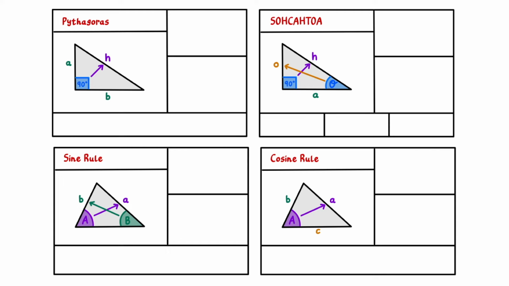Hello and welcome to episode 5 of our Trigonometry Made Easy series. Over the course of the previous episodes, we've covered the 4 main trigonometry methods: Pythagoras' Theorem, SOHCAHTOA, the Sine Rule, and the Cosine Rule.